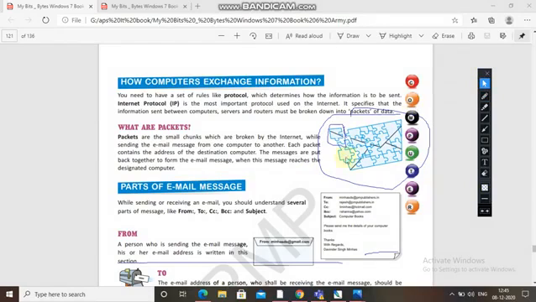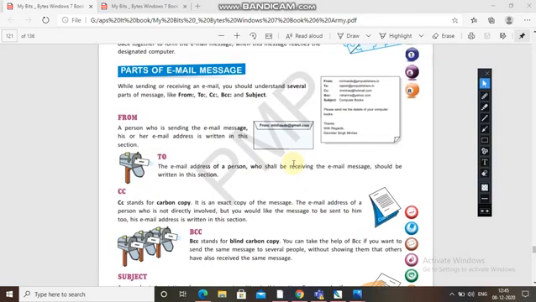Now if we talk about the parts of an email message, while sending or receiving an email, you should understand several parts of the message like From, To, CC, BCC and Subject. These 5 things are involved when you are sending. So From is your address, To is the person you are sending to, CC is carbon copy, BCC is blind carbon copy, and Subject means what the letter is about.